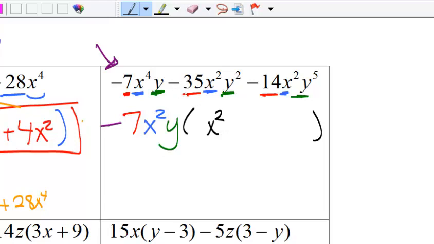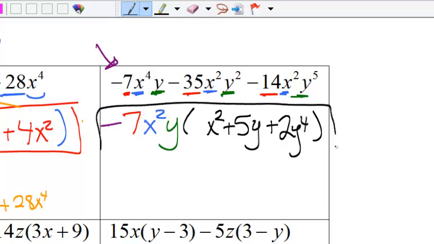Okay, next term, negative 35 divided by negative 7. Negative divided by negative is a positive. 35 divided by 7 is 5. X squared divided by x squared is 1. I don't need to write it because I already have the 5 there. y squared divided by y is just y. Next term, negative 14 divided by negative 7 is positive 2. X squared divided by x squared is 1. I don't need to write it because I already have a 2 there. Y to the 5 divided by y is y to the 4.